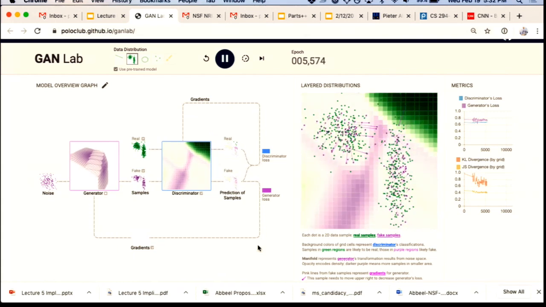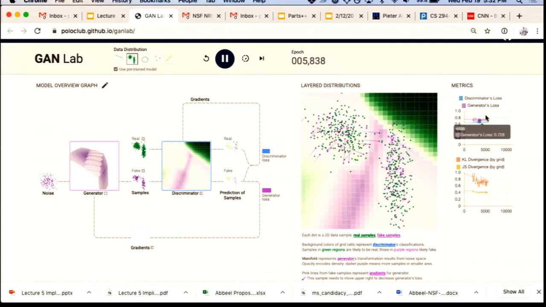Let's do something a little harder. So this is actually working pretty well. I can see learning curves here. You now have two losses that you look at, by the way. There's a discriminator loss and a generator loss, and hopefully both of them converge at some point.